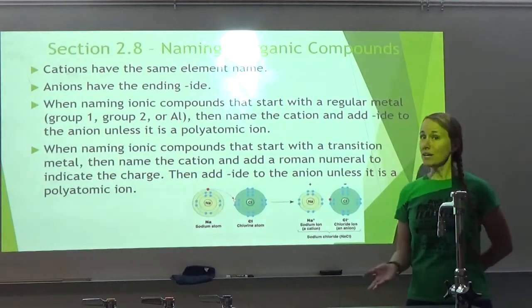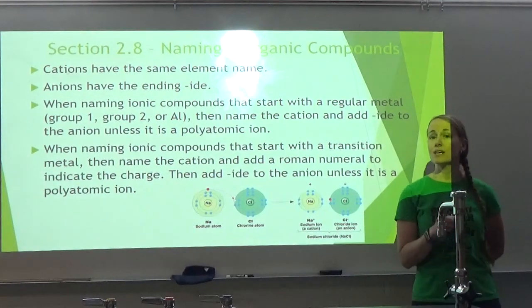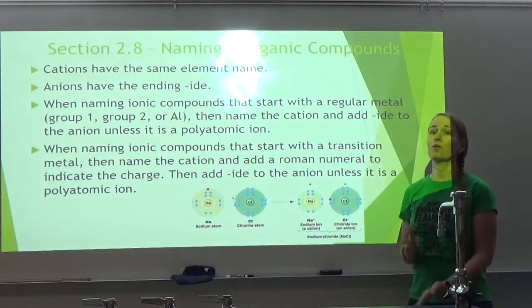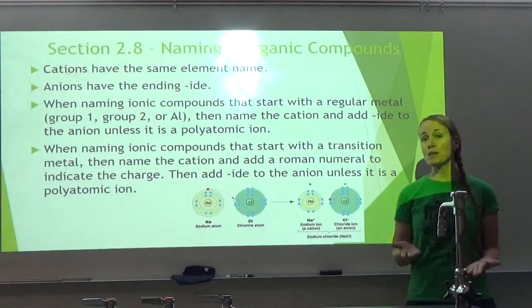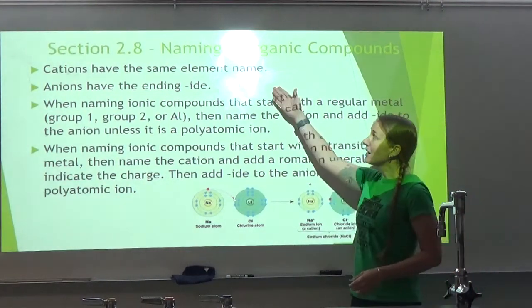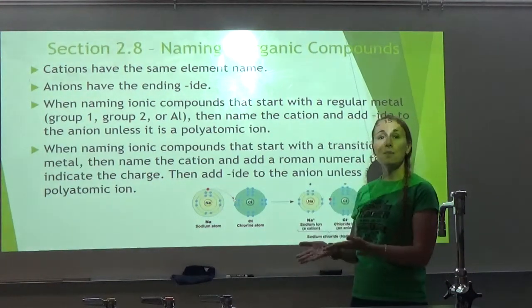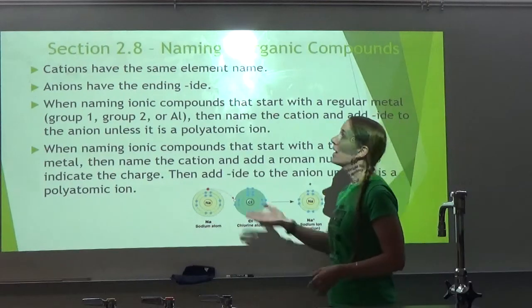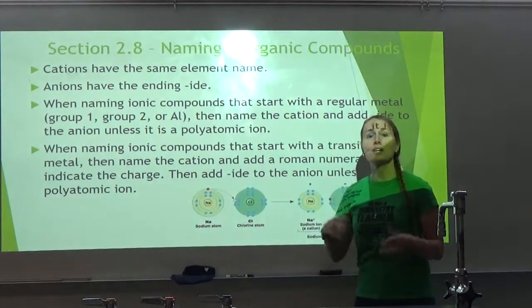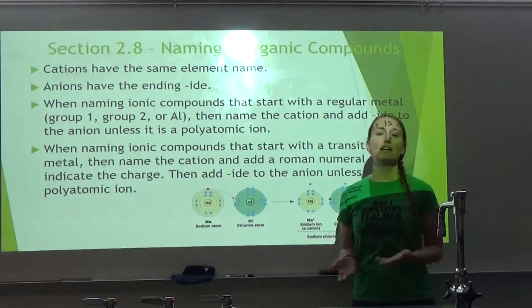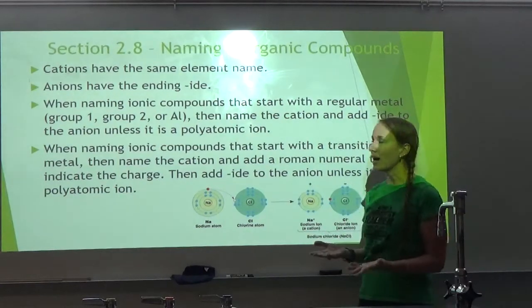We did naming in honors. Some of you had struggles with it, so you've got to get this down. Naming should not be something you have to spend a lot of time on. Cations have the same element name, so Ca is calcium, Ca positive 2 is calcium ion. Anions end in "ide." So Cl is chlorine, Cl with a -1 is the chloride ion.